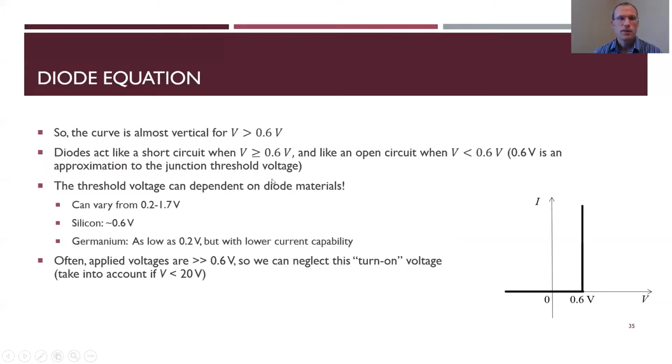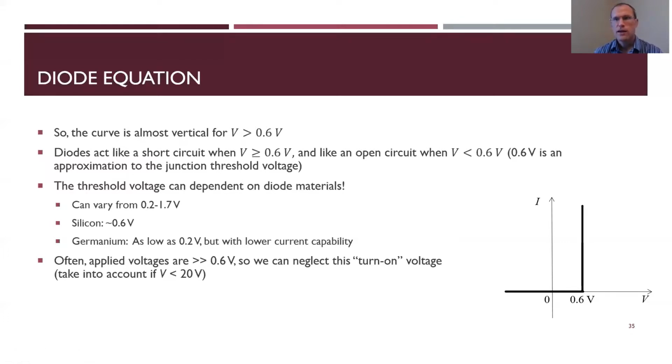Again, I've called it 0.6, but it can really be any of these. Germanium is as low as 0.2. Silicon is where I got that number from. Generally, they're somewhere between 0.2 and 1.7. LEDs are usually in the higher range.